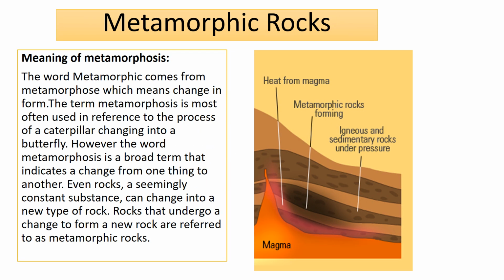We start with the last type of rocks, metamorphic rocks. The word metamorphic comes from metamorphose, which means change in form. The term metamorphosis is most often used in reference to the process of a caterpillar changing into a beautiful butterfly. However, the word metamorphosis is a broad term that indicates a change from one thing to another. Even rocks, a seemingly constant substance, can change into a new type of rock. Rocks that undergo a change to form a new rock are referred to as metamorphic rocks.